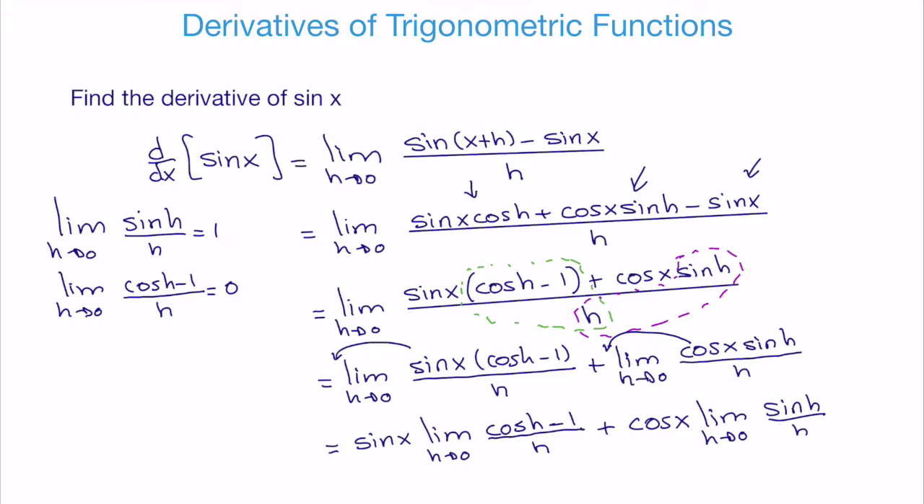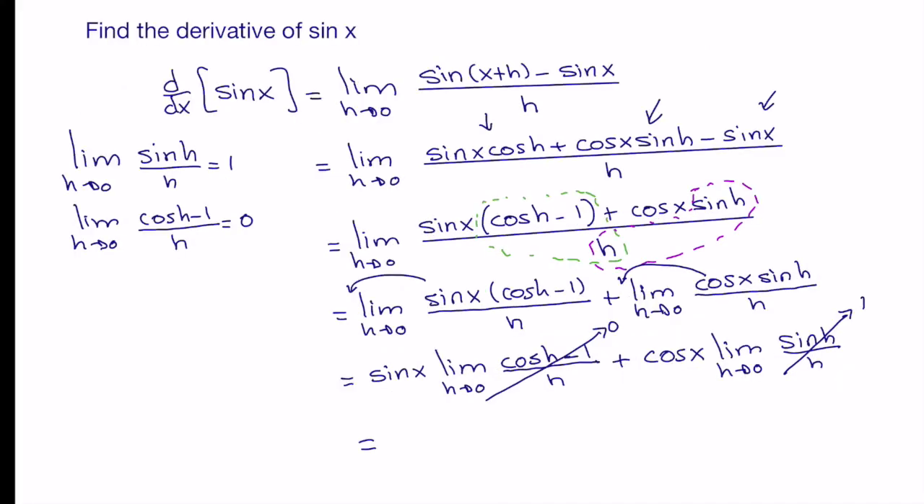Now you know what's happening. This limit is 0, and this limit is 1, and the only remaining thing is the cosine of x. So the derivative of the sine is the cosine. So we graphed it and found it algebraically. The same thing we can do for the cosine. We can find the derivative of the cosine by definition. At the end, we get this table.